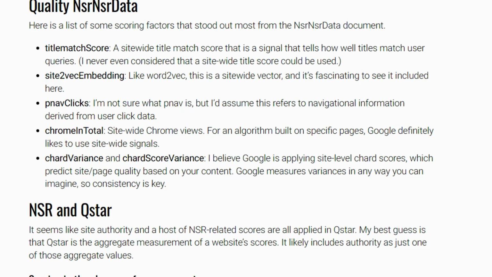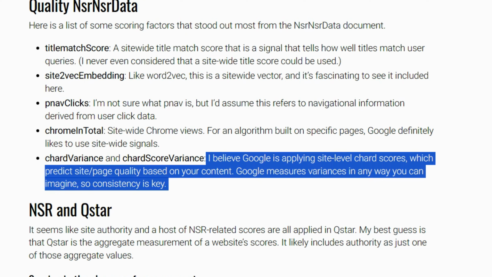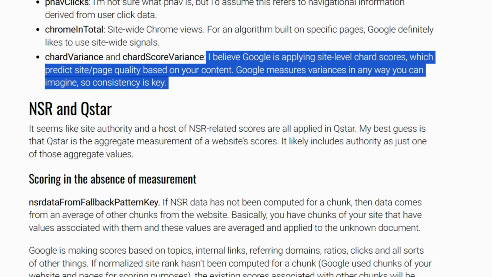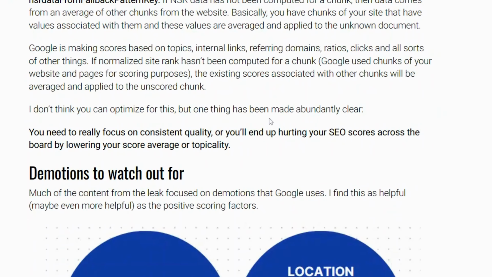And then here's the chart variance and score, and these are the site level chart scores to predict site and page quality based on your content. So this is another important one to have in mind when looking at your entire site, and also a good reason to remove low quality pages. So those are all the things we should optimize for.